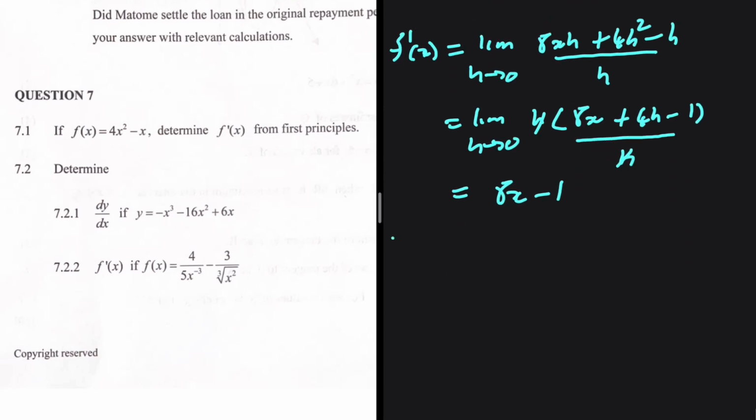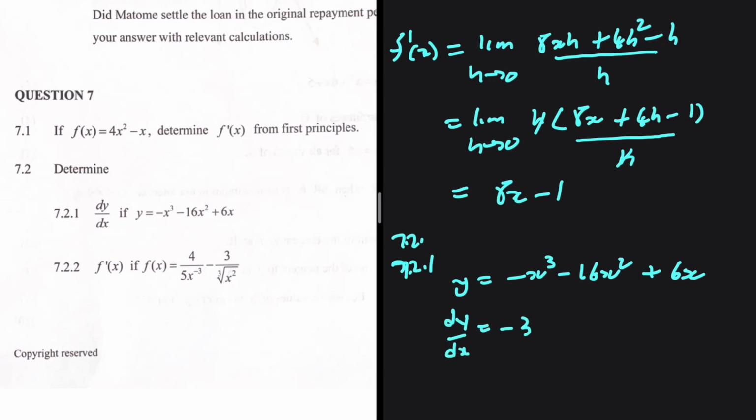Let's look at 7.2.1. Determine dy/dx if y is equal to minus x to the power 3 minus 16x squared plus 6x. dy/dx will be equal to minus 3x squared minus 32x plus 6. And just like that, we have answered 7.2.1. No trickery whatsoever. Let's do the question that follows.